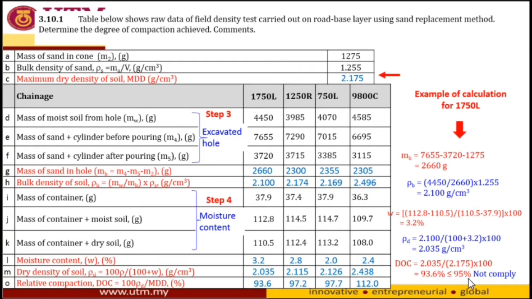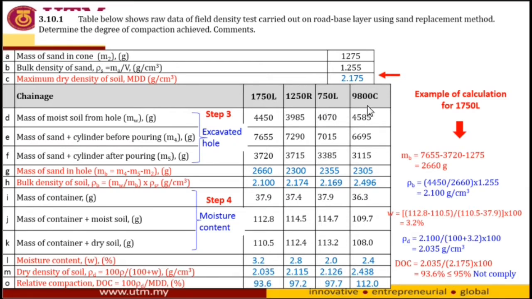Finally, by taking the ratio of the dry density and maximum dry density, the level of compaction is obtained at 93.6%, which is in this case less than the target compaction of 95%. And of course, the result does not comply with the standard from Public Works Department. Again, please do your own calculation to verify the values.